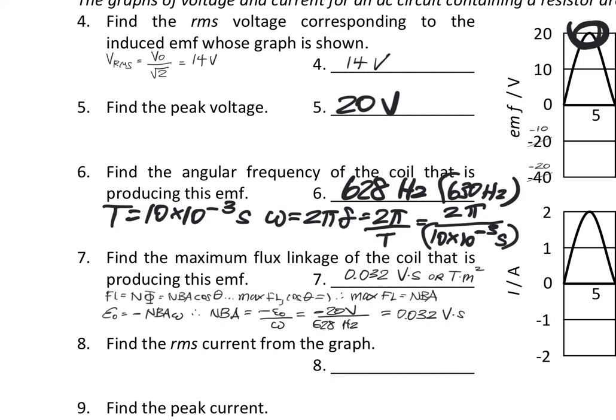So NBA, which is what we're looking for, the maximum flux linkage, is equal to negative max EMF divided by the angular frequency, which is why they had us find these things in 5 and 6. And so then we get 0.032 volt-seconds, or Tesla meters squared.